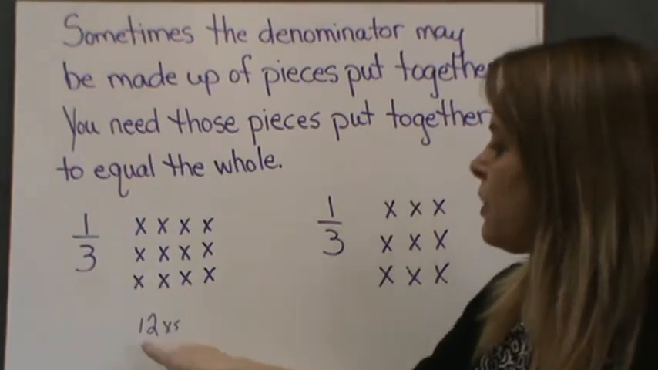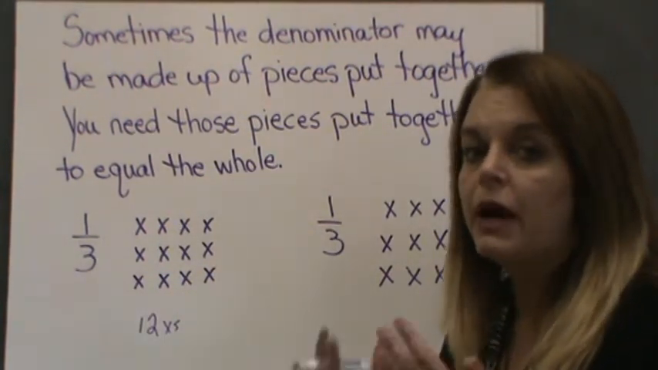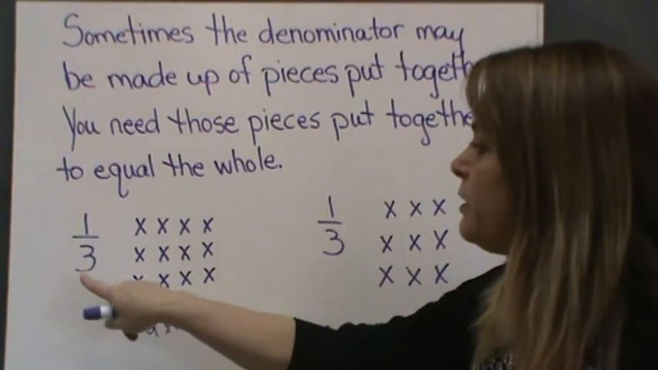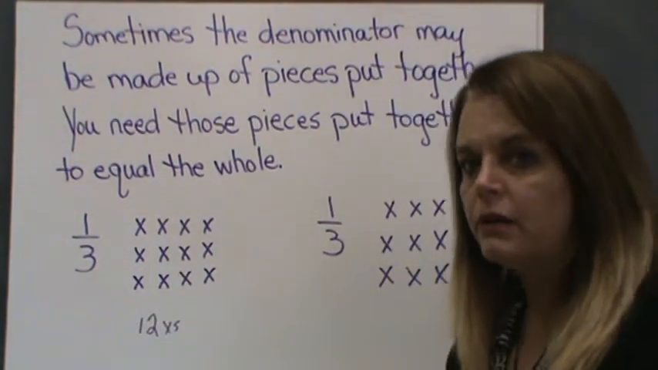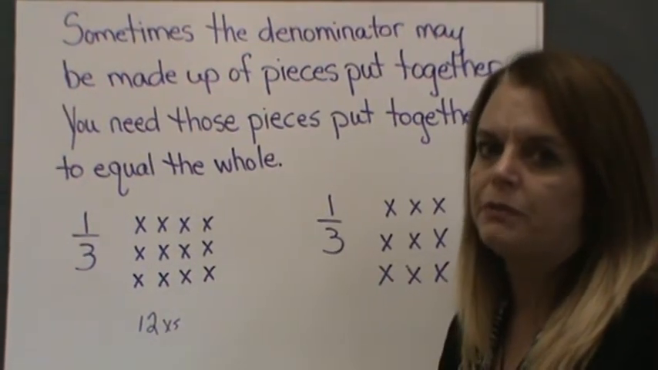And now I've got to get those 12 x's into 3 equal groups. How can I do that? Well, what's 12 divided by 3? I've got to get it in 3 equal groups. So how many will I have in each group?